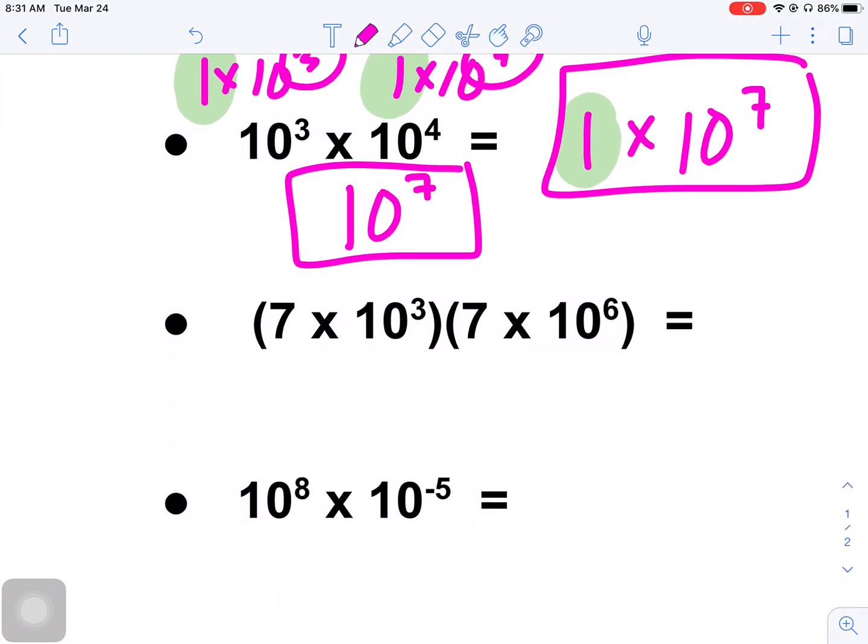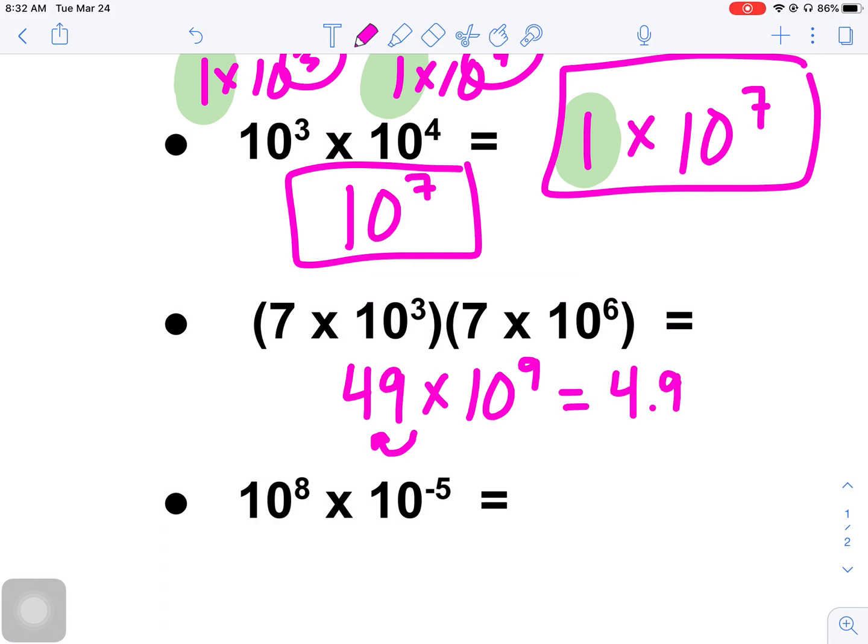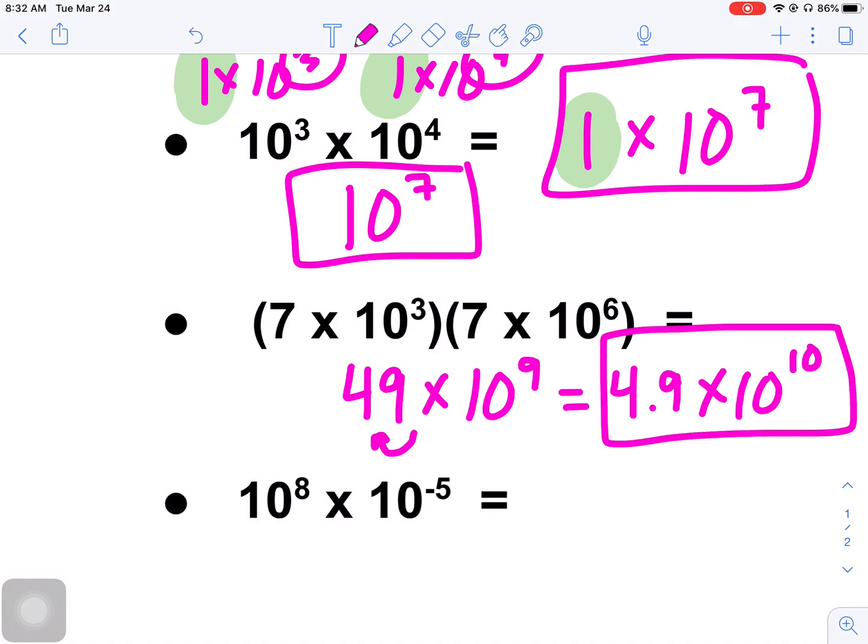All right, next problem. Step 1, we're going to multiply the coefficients. 7 times 7 is 49. Okay? Then we're going to add the exponents. So 3 plus 6 is exponent 9. Now we have a small problem here. The problem is that the decimal is not where it needs to be. So we're going to move that decimal one place to the left, and 49 becomes 4.9. But in the process of doing that, we're going to have to change our exponent. When we shift the decimal to the left, the exponent grows by a factor of 1. So we're moving it one decimal, the exponent grows by 1. All right? So the best answer is in the box.